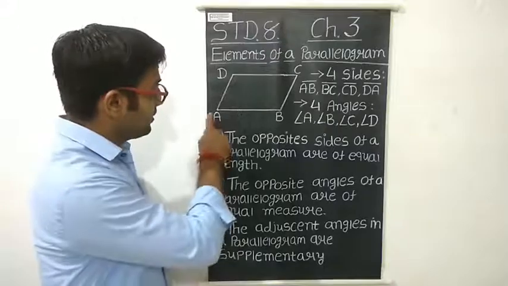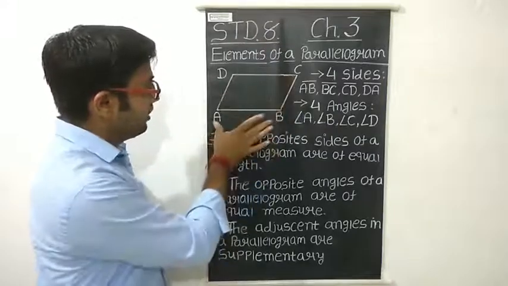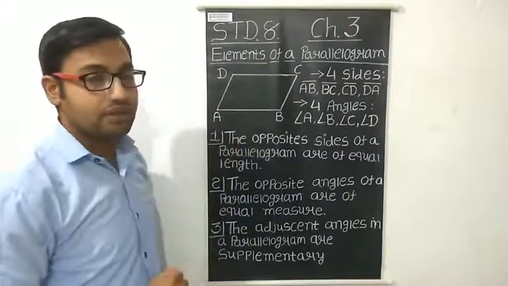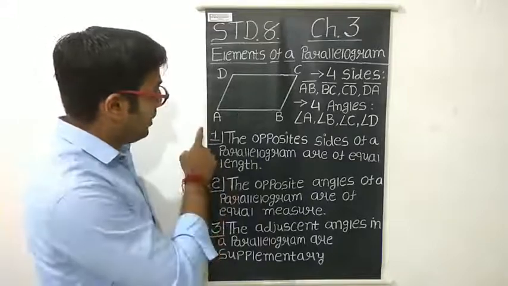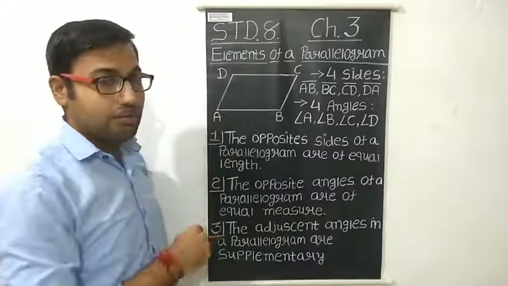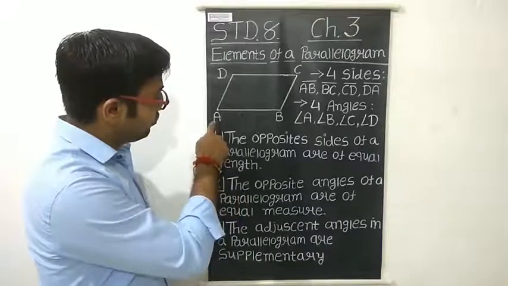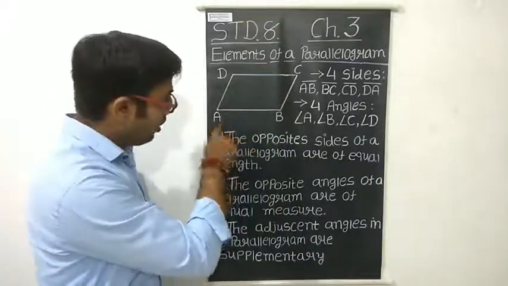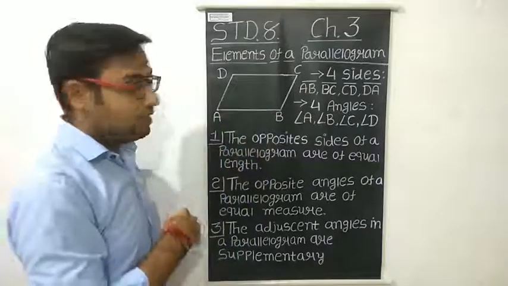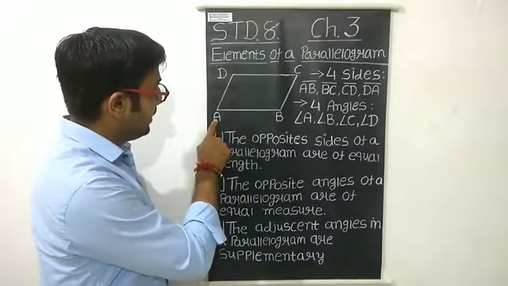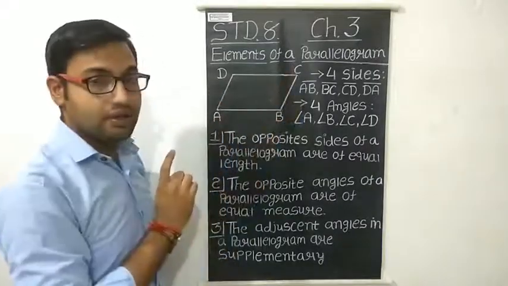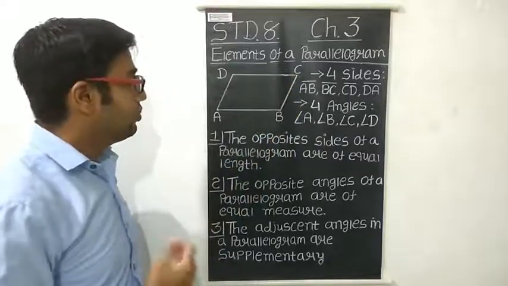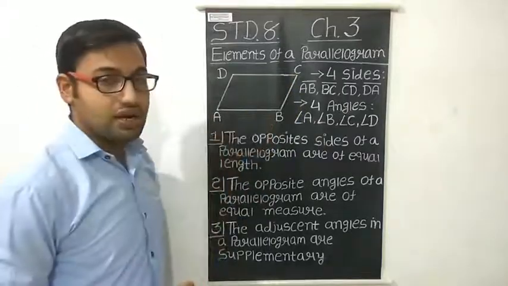So let us consider this parallelogram ABCD. Remember one thing, whenever we name any parallelogram, we have to name it either in the anti-clockwise direction or in the clockwise direction. We can also name it like ABCD. Right? Okay. So which properties does this quadrilateral have?